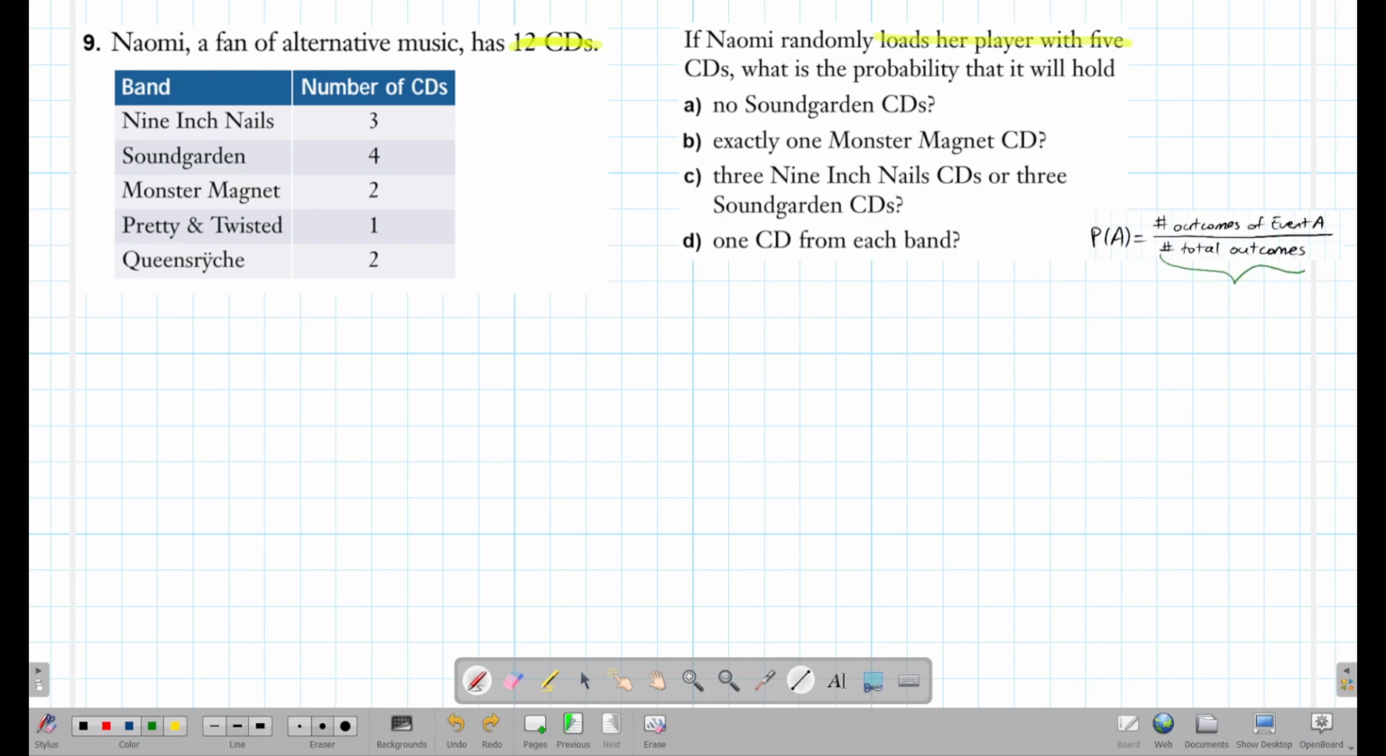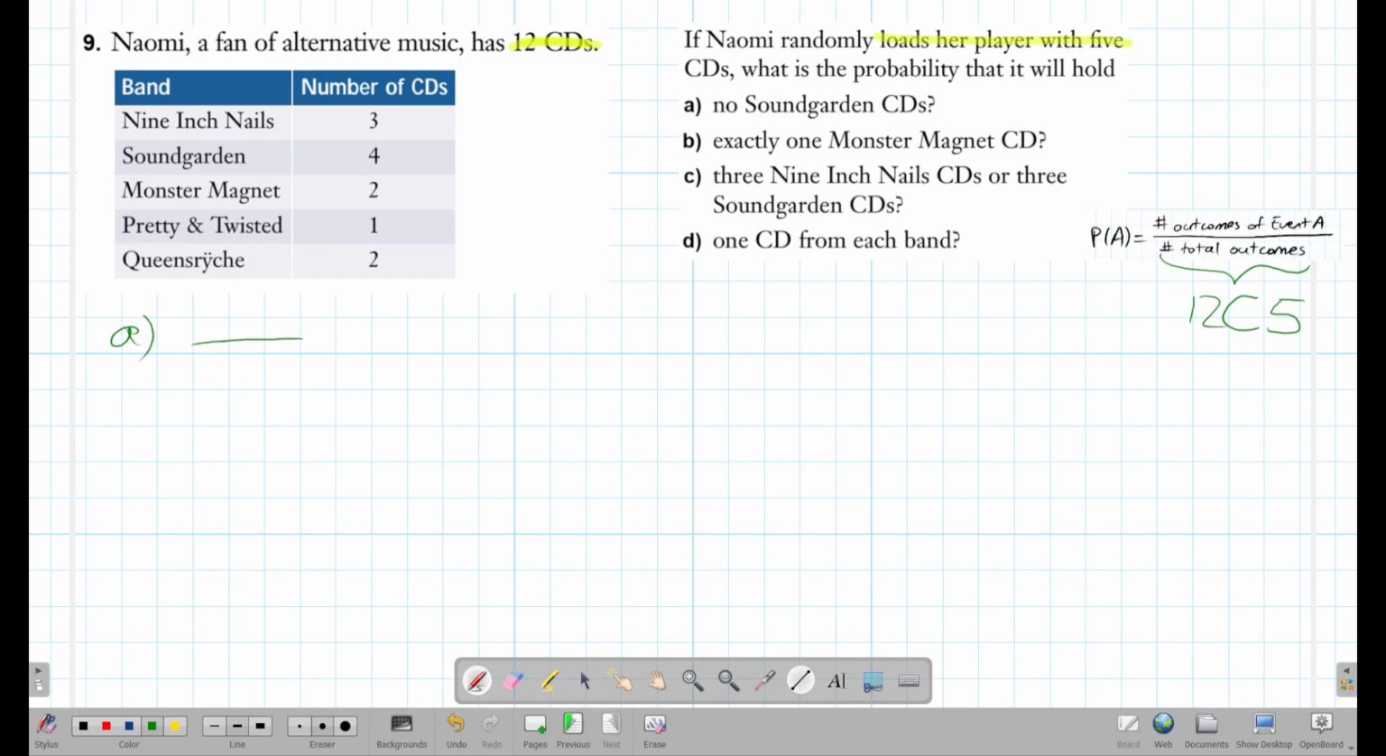So our total number of outcomes is going to be 12, because there are 12 CDs in total, and out of the 12, we choose 5. So it'll be 12C5. So we have our denominator for every single fraction in this question. And we just have to think about the outcomes of all of these 4 events.